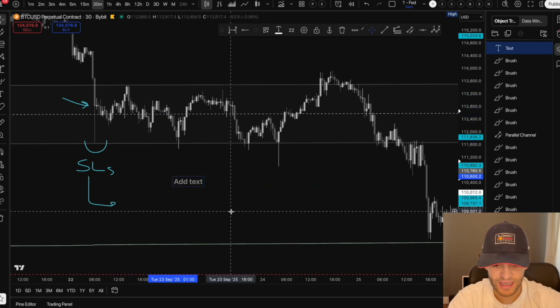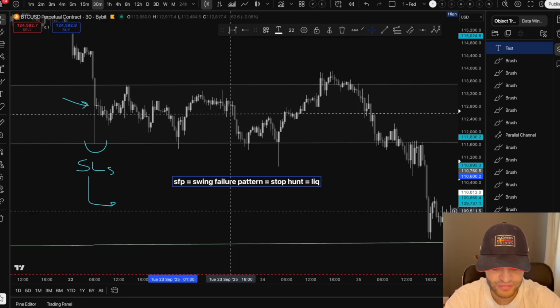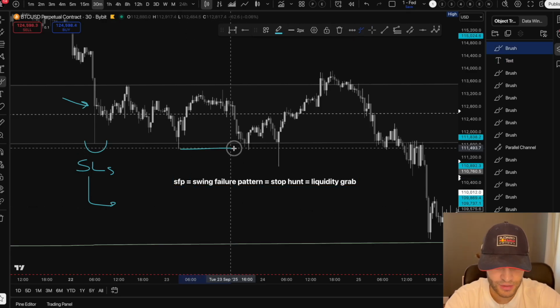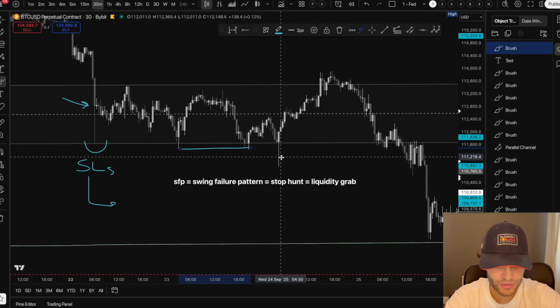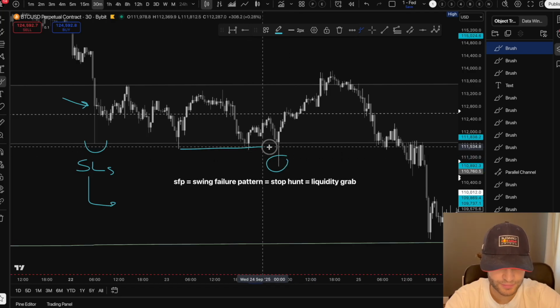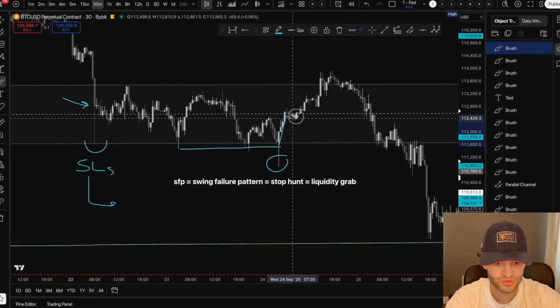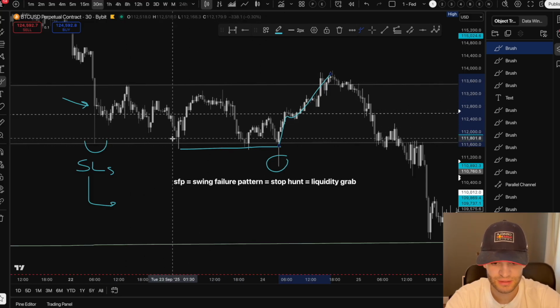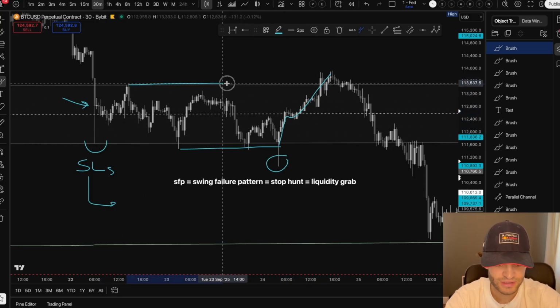And this is exactly what an SFP is, also known as swing failure pattern, also known as stop hunt, because you're hunting for the stop losses, or even liquidity grab. And we can actually see another one right here and another one right here, which led to reversal. And typically what you want to do is trade these little setups to the other side of the range.